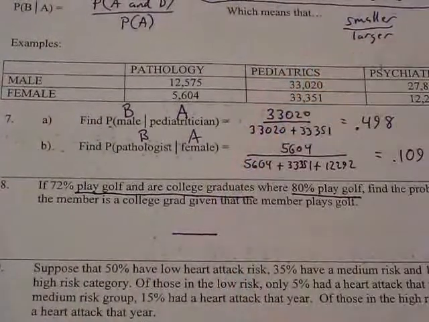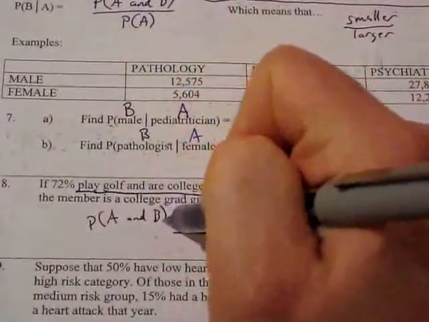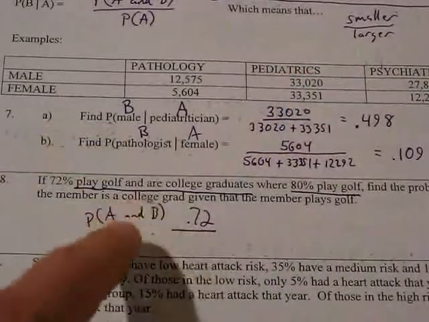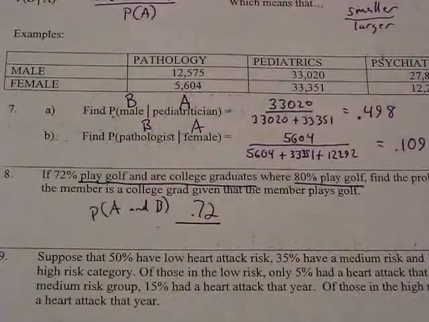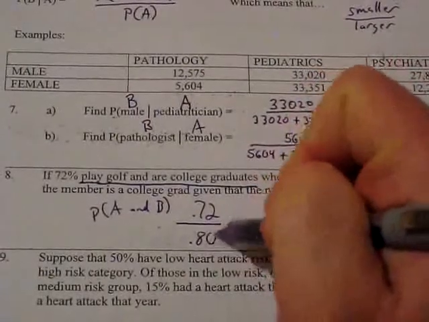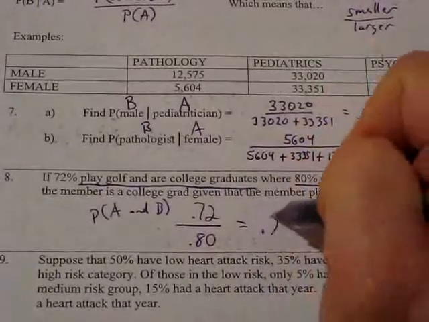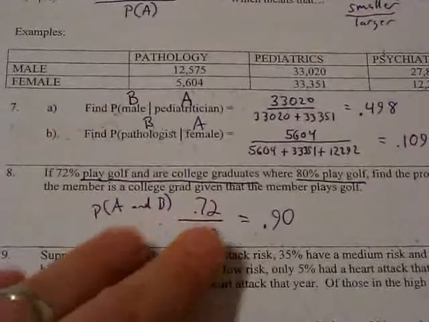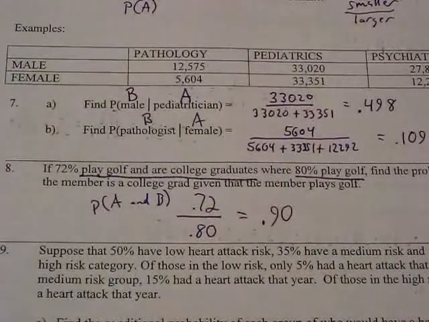So, our probability of A and B is going to be the 72%. Because that's the probability that there is someone who plays golf and is a college graduate. Having already said that we're choosing only the people who play golf. Dividing these two will give you 90%. That is the odds that somebody, having chosen only the people who play golf, this is the percentage of those who are playing golf who have the college graduate degree.